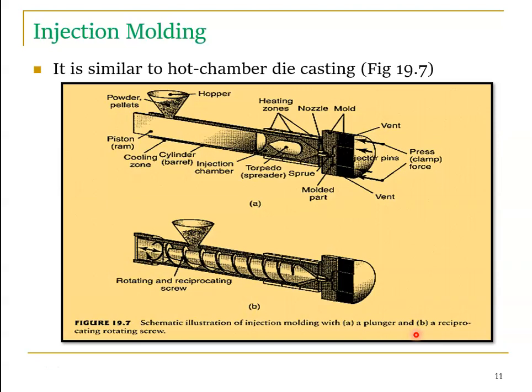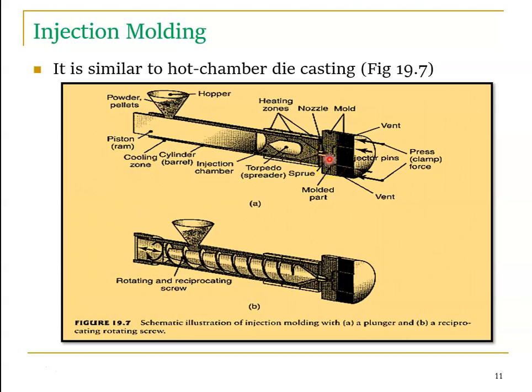So the second process is injection molding. It is similar to hot chamber die casting, right? We have powder or pellets placed in the hopper, and there may be a piston or a reciprocating screw, right? And we have heating zones. The material is poured in the hopper and pushed to the nozzle via the screw extruder or piston, and the heating zones increase the heat so it converts to the molten state.